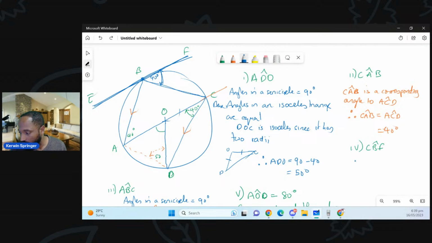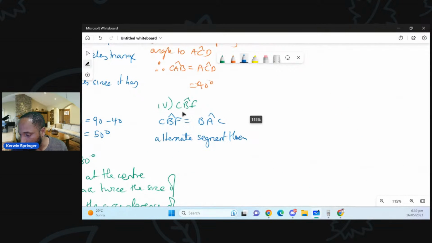So CBF is equal to BAC, and it's called the alternate segment theorem. It's one of the last circle theorems, if not the last, that you learn. Alternate segment theorem. So it's also equal to 40 degrees.